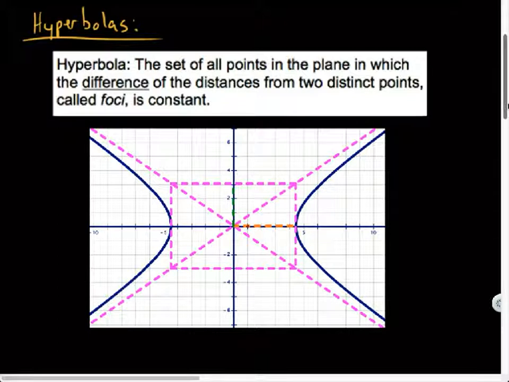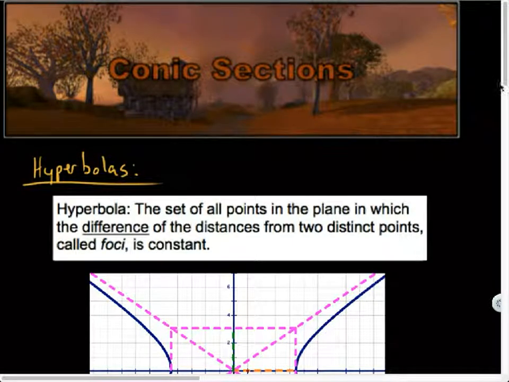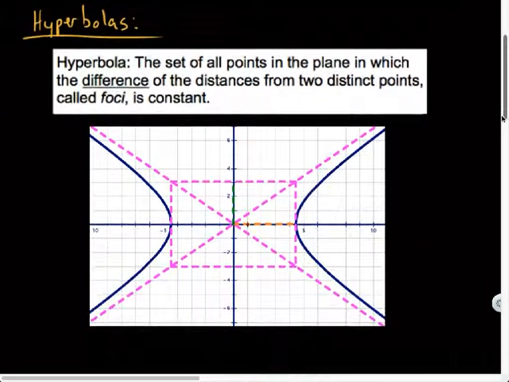So anyways, today we're talking about hyperbolas. That's right, we're kind of in our section about conics. This is the third type of conic we're looking at. And the hyperbola is the set of all points in the plane in which the difference of the distances from two distinct points, called foci, is constant. So let me talk about what's going on here. So the hyperbola is this curve part, okay?